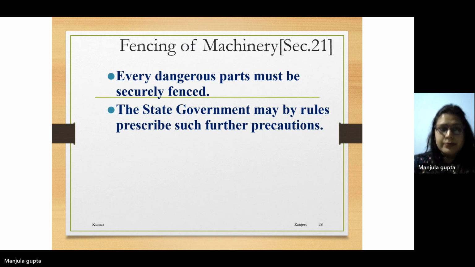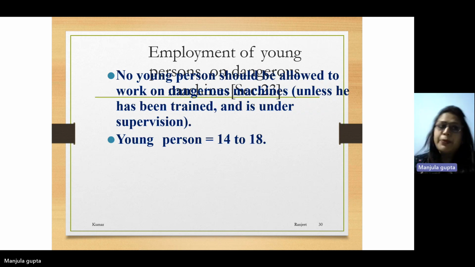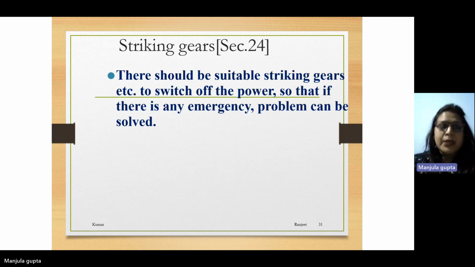Then machines in motion. Examination of machinery in motion under section 22 only by a specially trained adult male worker wearing tight fitting clothes. No woman or child should be allowed to work. Employment of young persons. No young person should be allowed to work on dangerous machines unless he has been trained or is under supervision. Young persons means 14 to 18. Striking gears should be suitable, to switch off the power so that if there is any emergency, the problem can be solved.